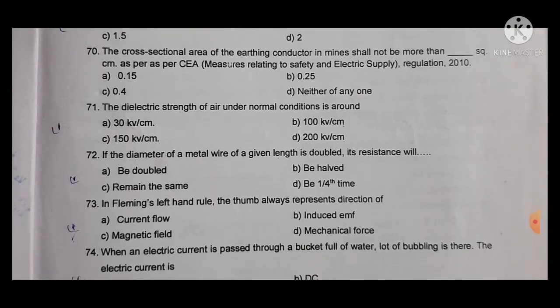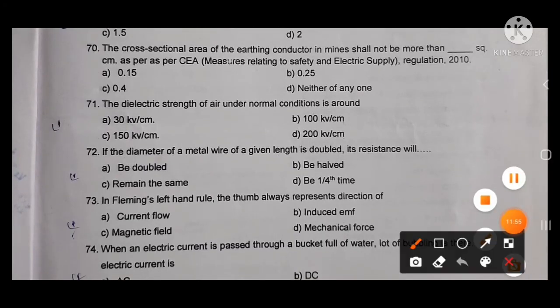The dielectric strength of air under normal condition is 30 kV per cm. If the diameter of a metal wire of a given length is doubled, then the resistance will be 1/4 times. In Fleming's rule, the thumb always represents the direction of motion, which is your mechanical force, the forefinger is the magnetic field, and the middle finger indicates the direction of current.